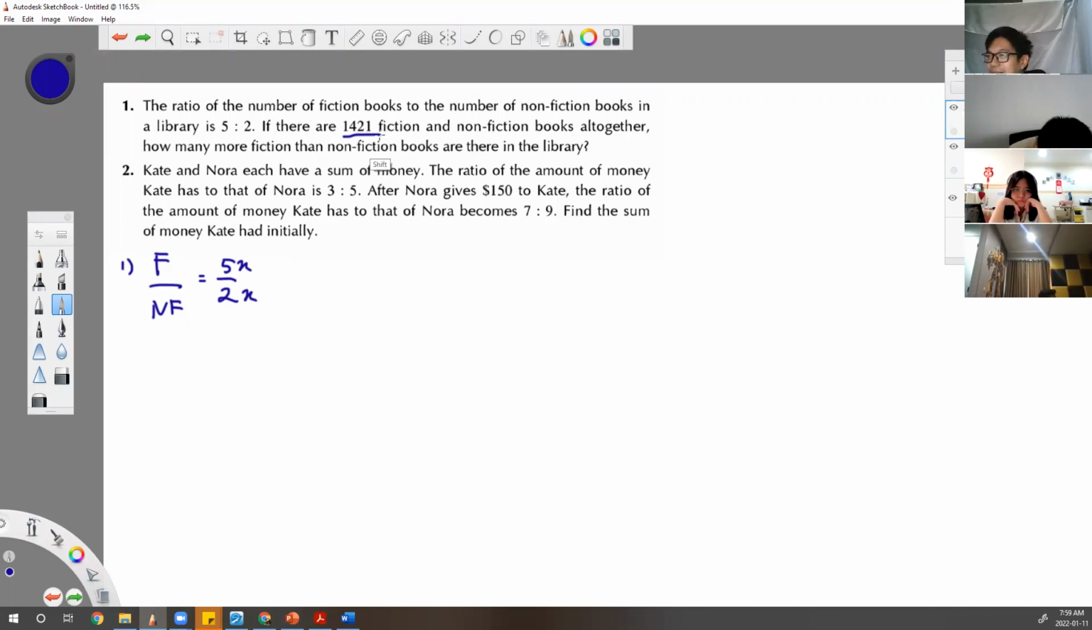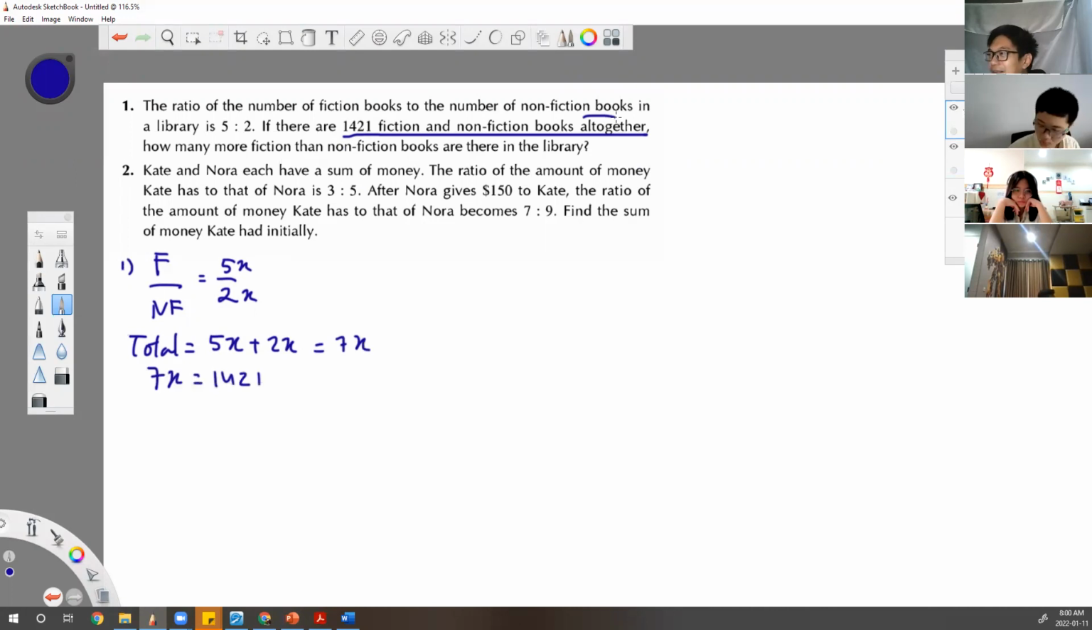All together, read the question completely. If there are 1421 fiction and non-fiction, oh the total, okay write the total first. Total is 5x plus 2x, right? 7x. What is 7x? 1421, because the question says all together. So the x will be 203. 1400 by 7 is 200, 21 by 7 is 3. 200 plus 3. Okay, this is the value of x.